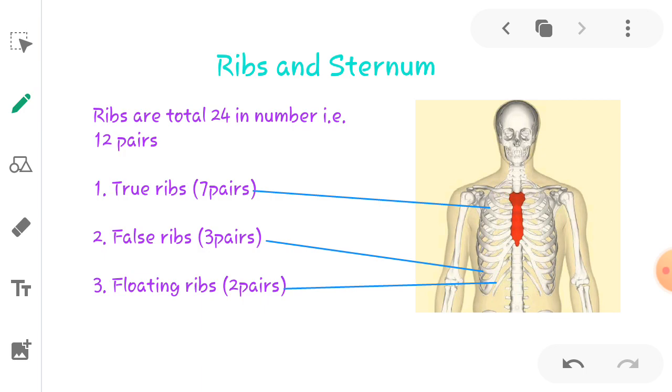Last we have floating ribs. 2 pairs of floating ribs are present in our body. The name is very clear, floating ribs. So they float. They actually start from backbone, but they are unable to reach. They are unable to move forward. In the labeling, it is given very clear. Its main function is to protect our kidneys. True ribs, false ribs, they protect our lungs and heart, and floating ribs, it protects our kidney.